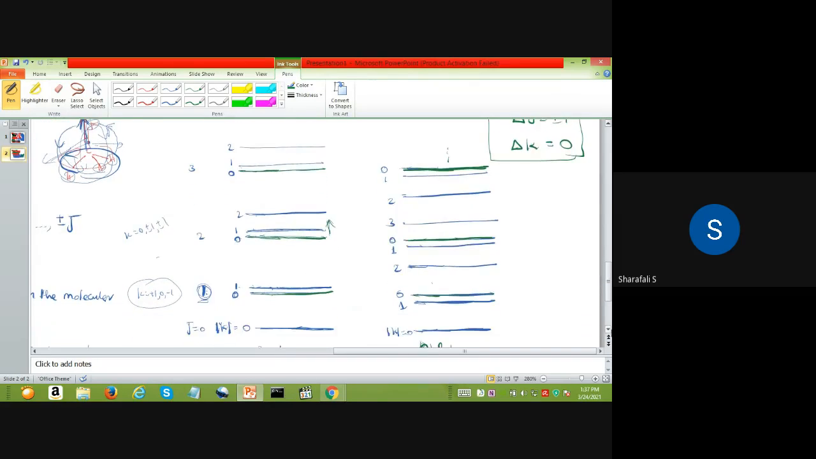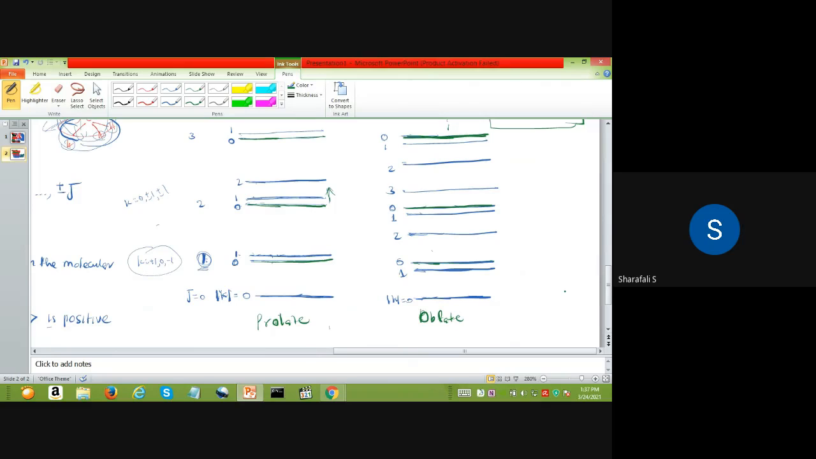We will discuss more about it in the next class. So these are the important points that we have to cover in the symmetric top molecule. In the case of prolate and in the case of oblate, there is a difference in the energy level diagram, and we have discussed how the energy levels will be in each case.